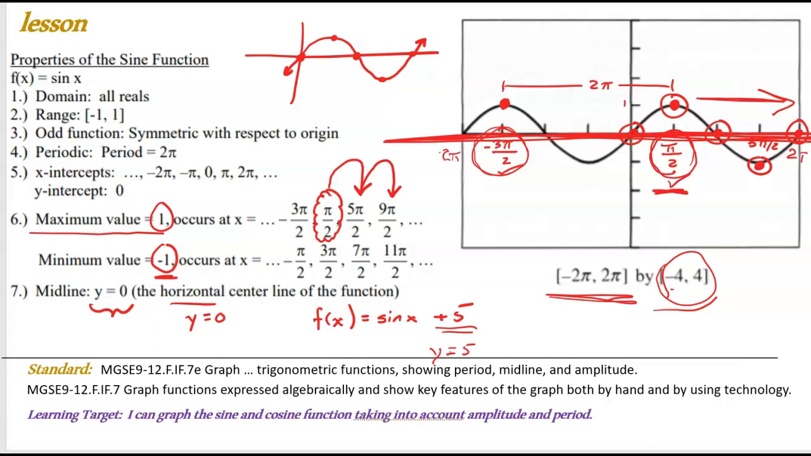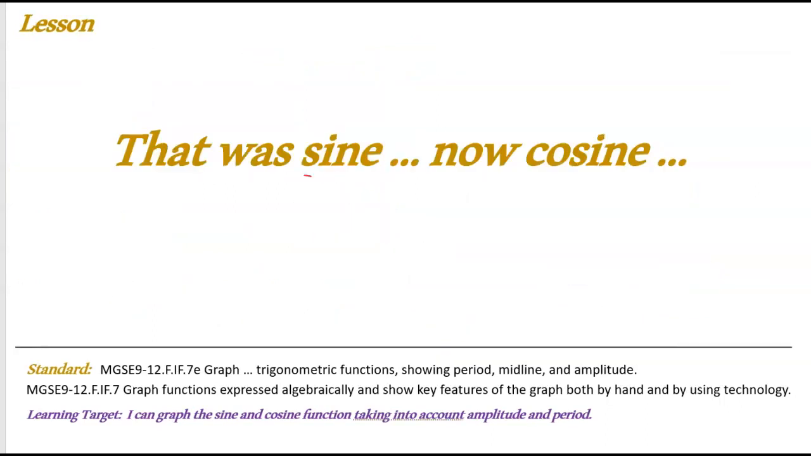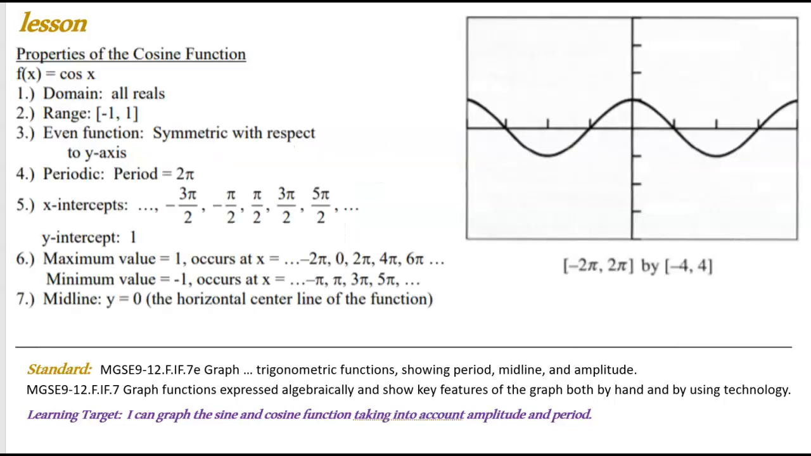So that is everything we need to know about the characteristics of the original sine wave function. So now let's look at cosine. We spent a lot of time talking about sine, so we won't spend as much time on cosine, because there are so many similarities and a couple of differences we'll focus on. Okay, so let's look at cosine.